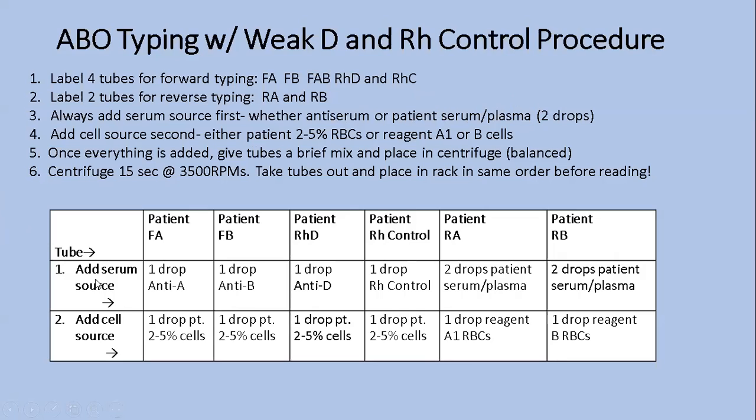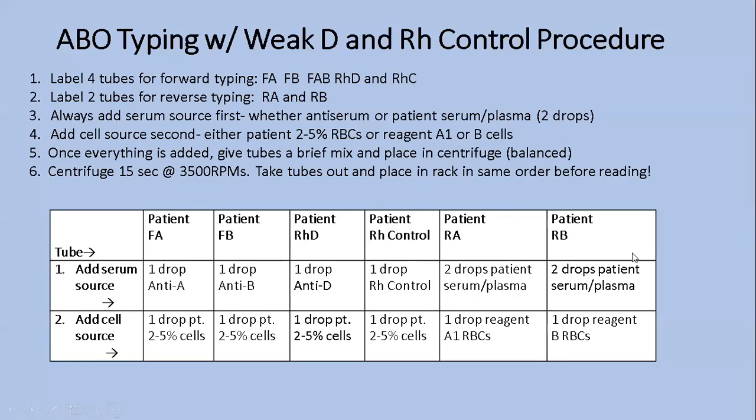So for step 1, we're going to add our serum source. Our FA tube is going to get 1 drop of the anti-A. Our FB is going to get 1 drop of anti-B. RHD is going to get 1 drop of anti-D. And the RH control tube is going to get 1 drop of something called Rh control. This is basically the diluent that goes into suspending anti-D. Okay, so it's just the diluent alone.